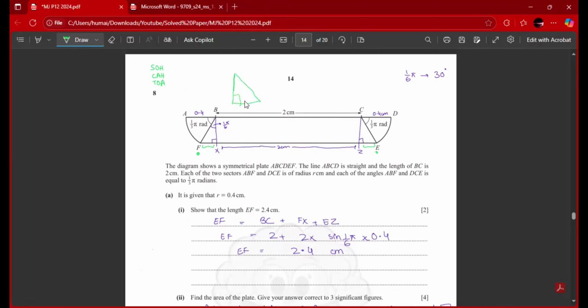This is my right angle. This is my right angle triangle. This is my 1 over 6 pi. This is my 1 over 6 pi. This is the side we're finding. This is my x. This is my f. And this is my 0.4 centimeter. My hypotenuse. Look, the hypotenuse is 0.4 centimeter. Okay. So this is the thing we're finding. Actually, guys, I have rotated the triangle so that it's straight and easier to understand.